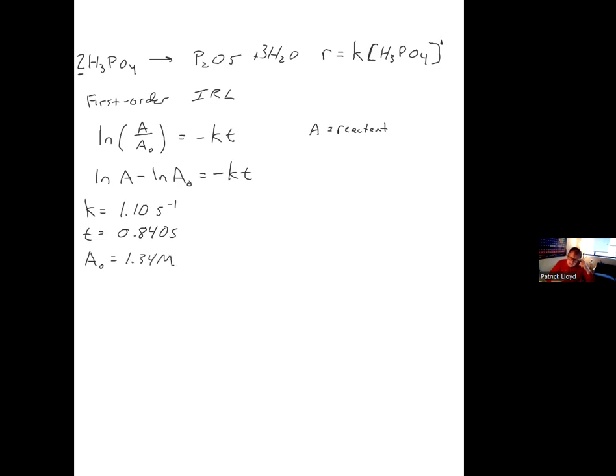So really what this comes down to is just an algebra problem. We know what t is, 0.840. We know what k is, 1.10. We know the initial concentration is 1.34. But what we're asked to determine is the concentration of H3PO4 after the 0.840 seconds. So that's another way of saying we just want to find out what A is. Okay? So I'm going to write that equation down here again.